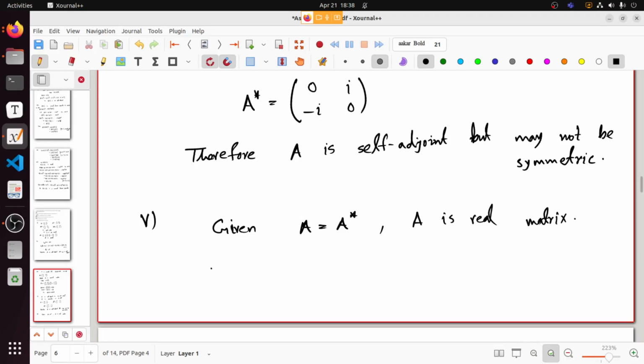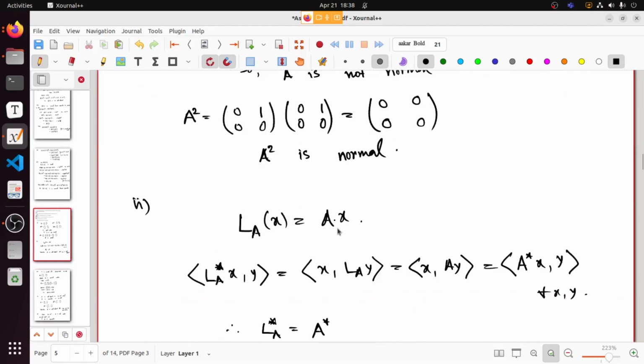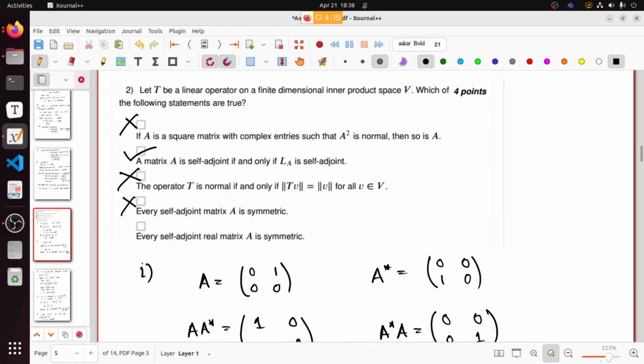Then what is... A conjugate transpose, it's A bar transpose, so this is the same as A transpose, and this is A, right? So we get A equals A transpose, which implies A is symmetric. So therefore option number 5 is correct. So question number 2 is done.